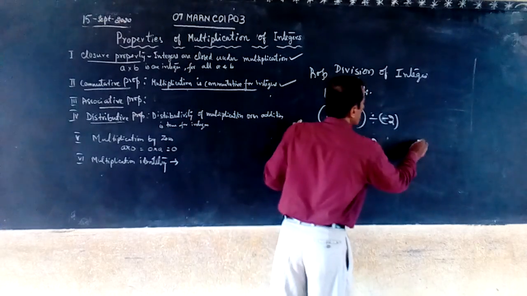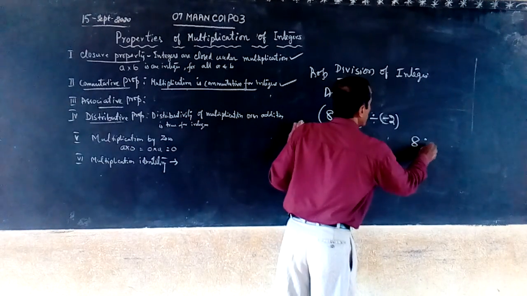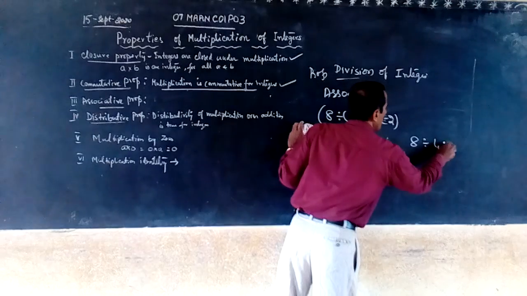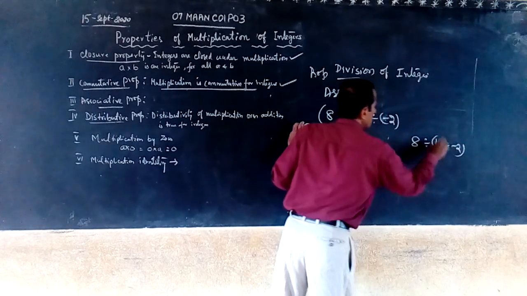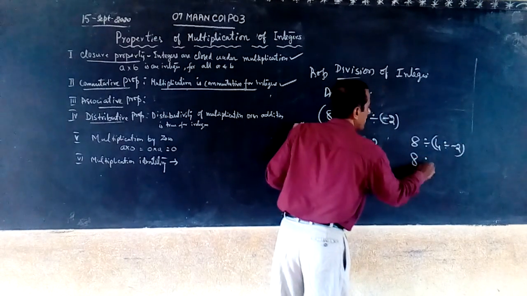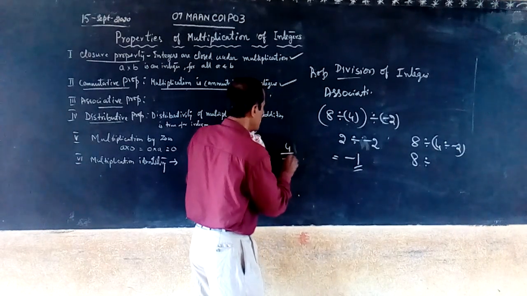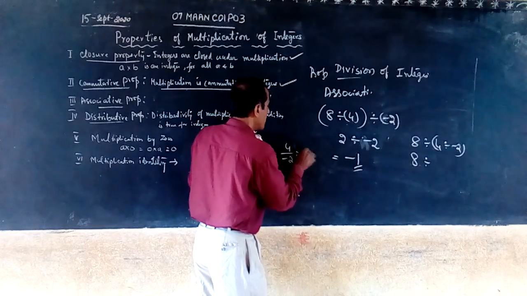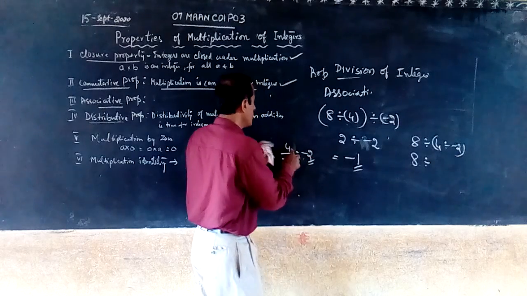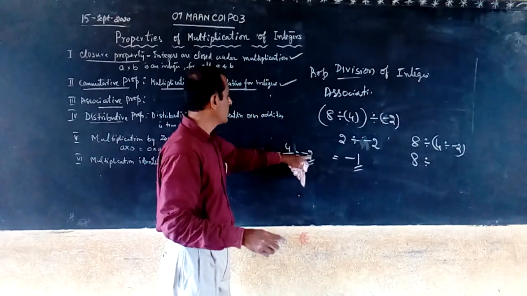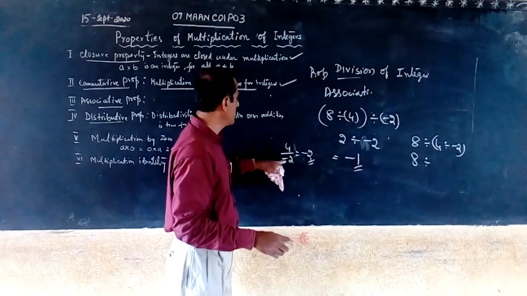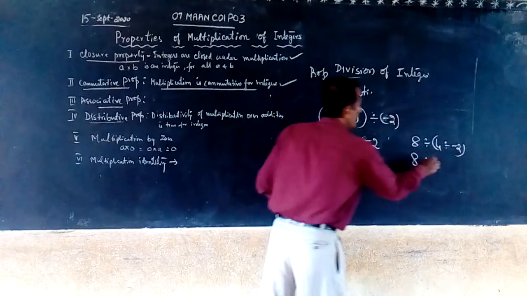How will we group? See, 8 divided by 4 divided by minus 2. I will do it like this. See, 8 divided by 4 divided by minus 2. First, 4 divided by minus 2. The answer is minus 2, isn't it? See, 4 divided by 2 is equal to 2. Plus by minus is equal to minus. The answer is minus 2.